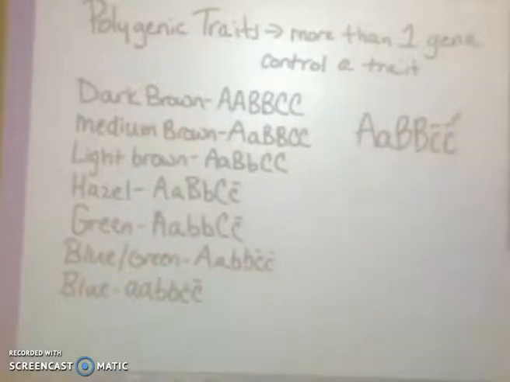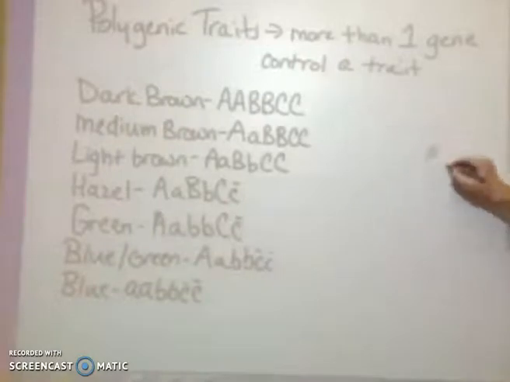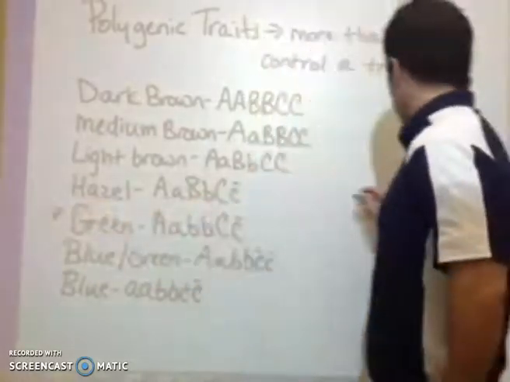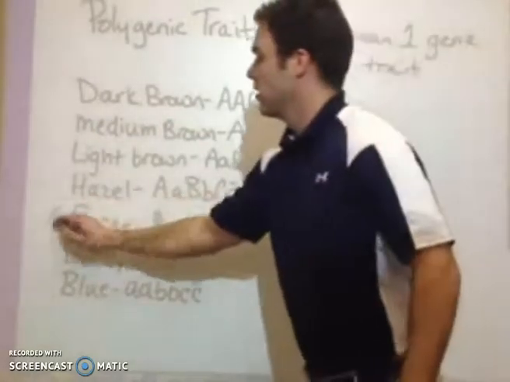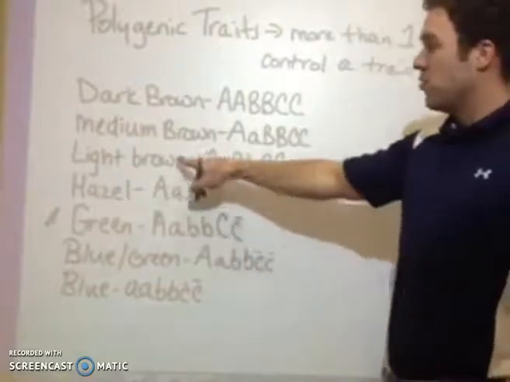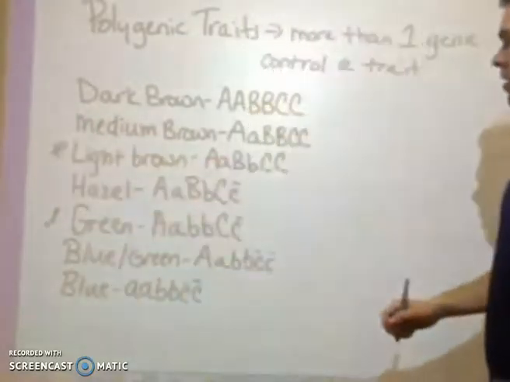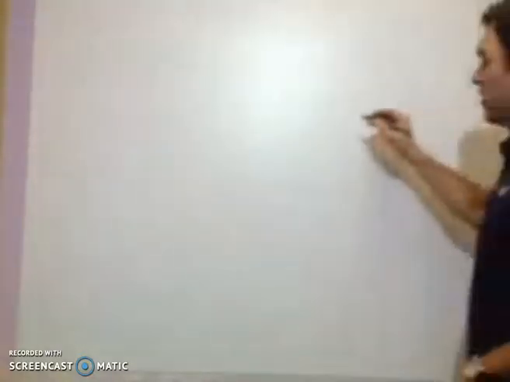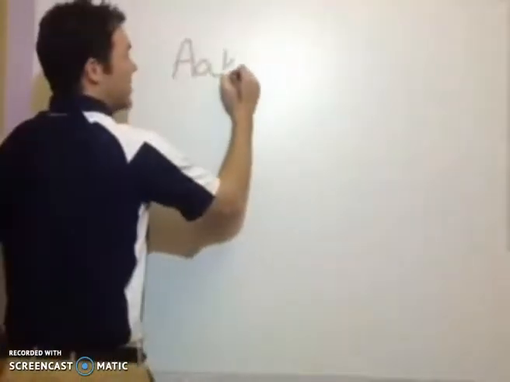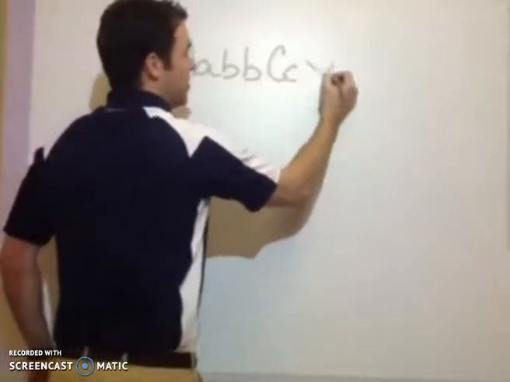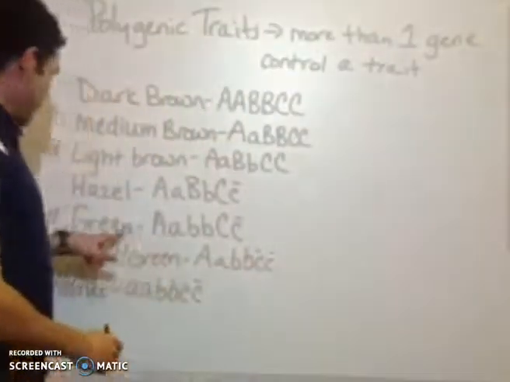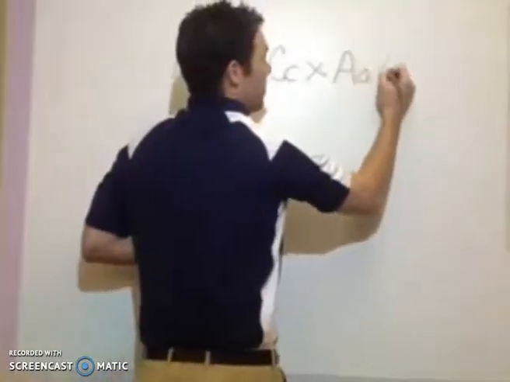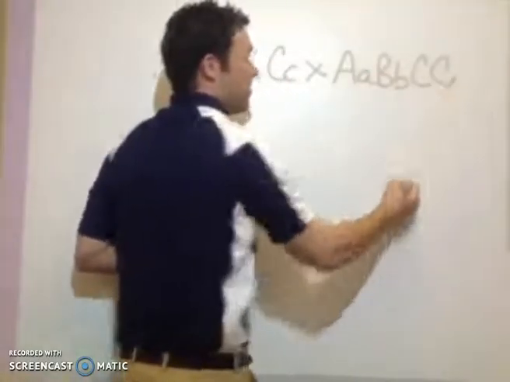So I'm going to do that on the next example, the next slide. I'm going to pick 2 phenotypes right here. Let's say that a person that has green eyes is going to mate with a light brown. I'm going to go back and forth because I won't remember this all at once. So we have big A, little b, big C as the green. And the light brown was big A, big B, big C, big C.